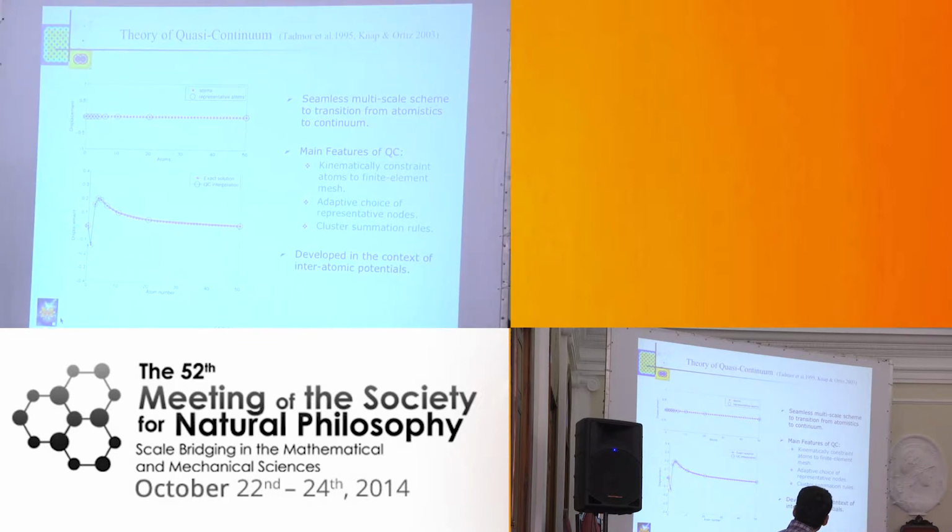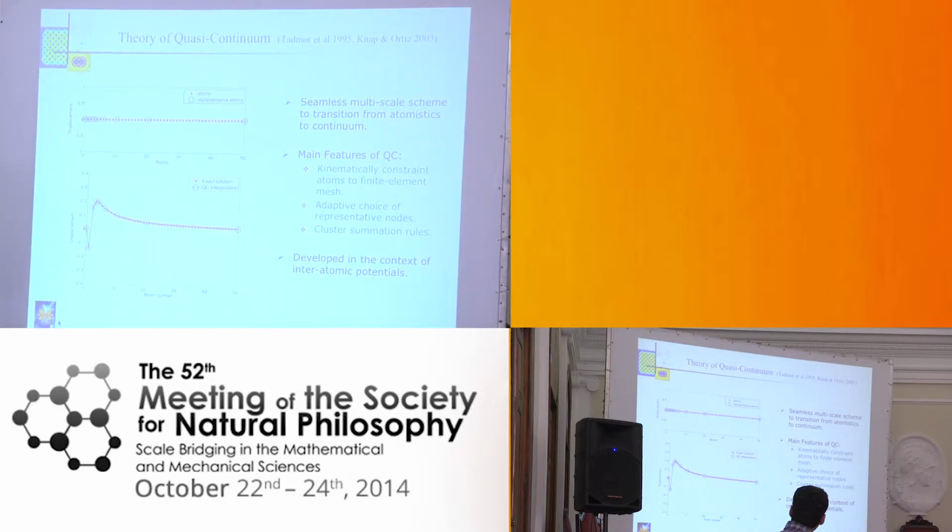So we can capture this displacement field by picking some special atoms, which are these blue circles, which I call representative atoms, and by linearly interpolating the positions of other atoms with respect to these representative atoms.